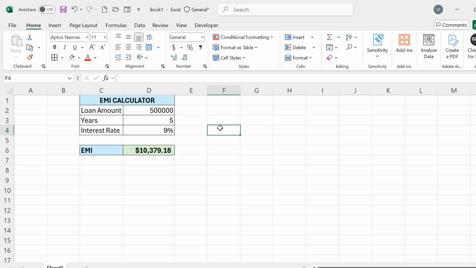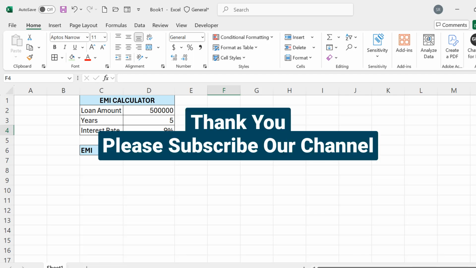So friends, by using these loan amount, number of years, and rate of interest, we are calculating EMI, equated monthly installment. Now 5 lakhs amount, number of years 5, rate of interest 9%, the EMI amount is 10,379. This is how we calculate the EMI. There are a few more financial functions also, like IPMT and PPMT, to calculate the interest payment and principal payment.